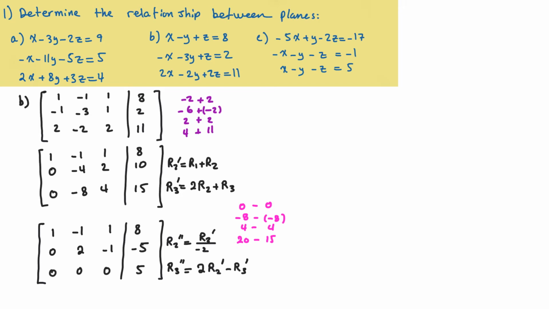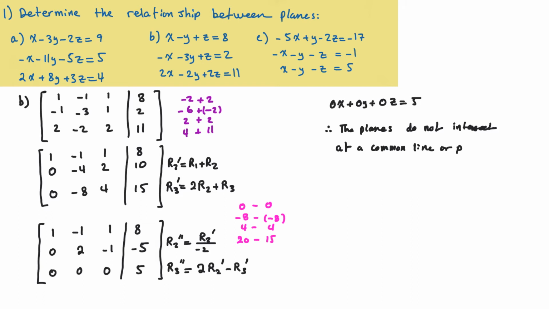So that would mean that 0x plus 0y plus 0z is equal to 5. But this is really impossible. It is impossible because if we put any x, y, or z value here, we will get 0 plus 0 plus 0 is equal to 0. And this is just an impossible thing, and therefore this cannot happen. Therefore, the planes do not intersect at a common line or point.